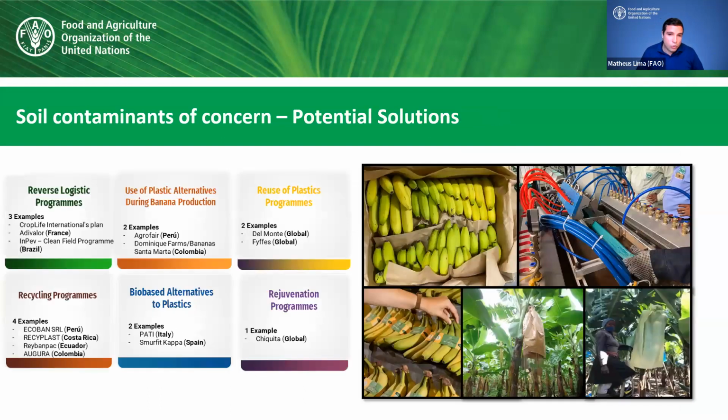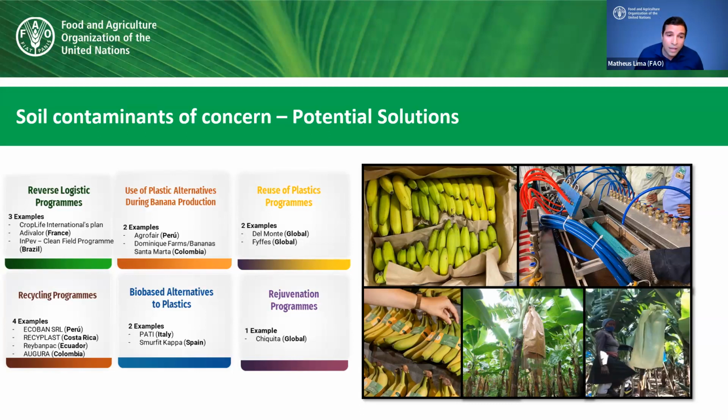Some of the potential solutions that we have identified among our members are, first, reverse logistics programs. Some countries, such as Brazil and France, have these especially for pesticide containers, but we think it could also be applied for these bunch bags, so that the manufacturing company establishes a program to take back these plastics after use and recirculate them in the manufacturing chain.